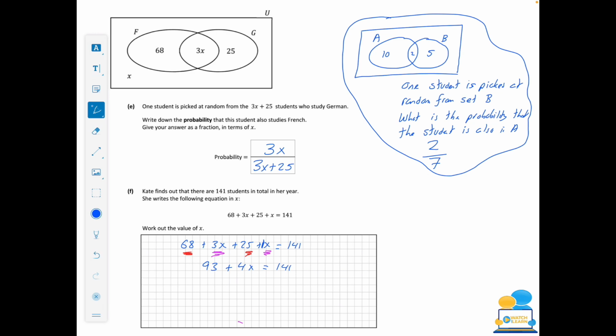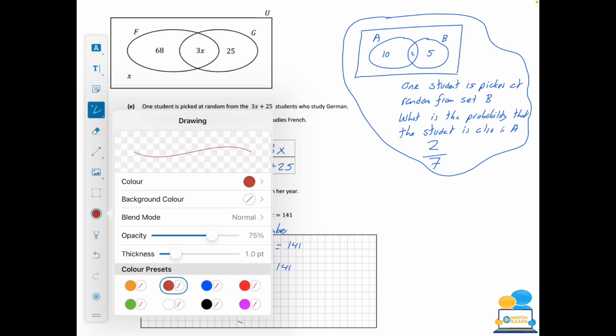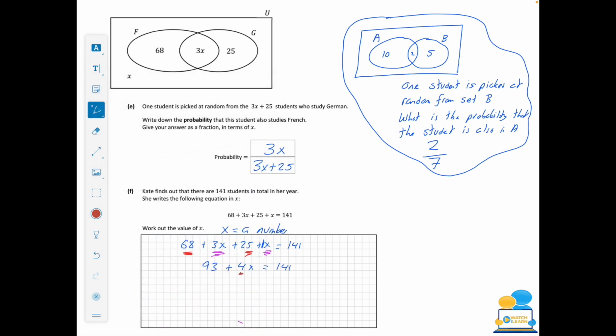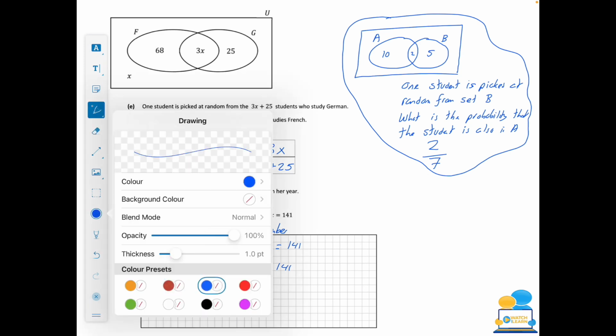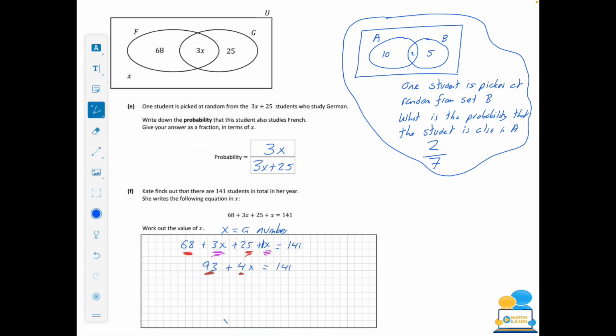Okay, now, when it says work out the value for x, we want x is equal to a number. That means we want x on its own. Now I have two problems here. So I've got this 4 in front of the x, and I've also got this 93. I'm going to call them my two problems. I don't want them to be there. Now, the first thing I'm going to get rid of is the 93. So to get rid of a positive 93, we're going to subtract 93 from the other side.